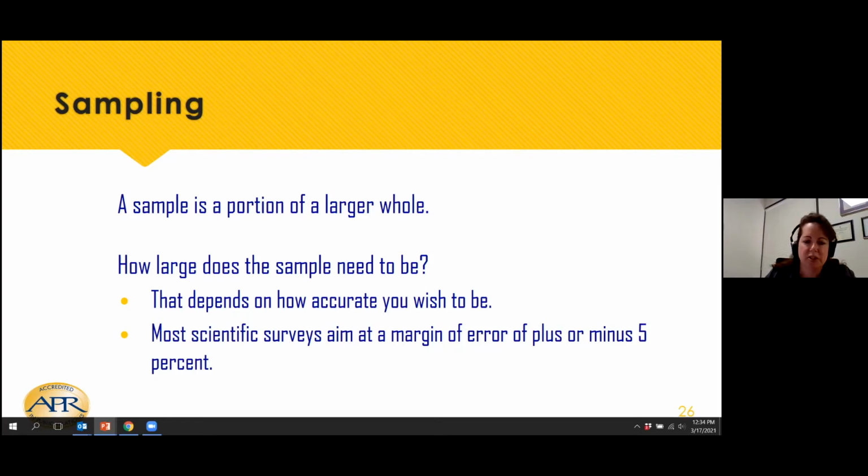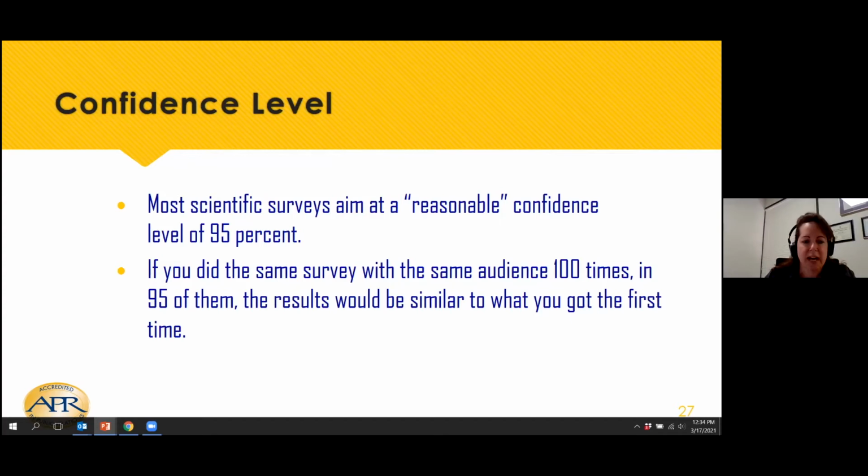So how large does your sample need to be? Well, that depends on how accurate you wish to be. Most scientific surveys aim at a margin of error of plus or minus 5%. Your confidence level: most scientific surveys aim at a reasonable confidence level of 95%. So if you did the same survey with the same audience 100 times, in 95 of them the results would be similar to what you got the first time.